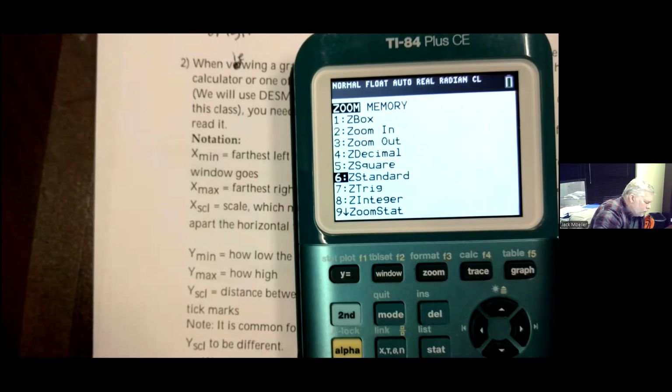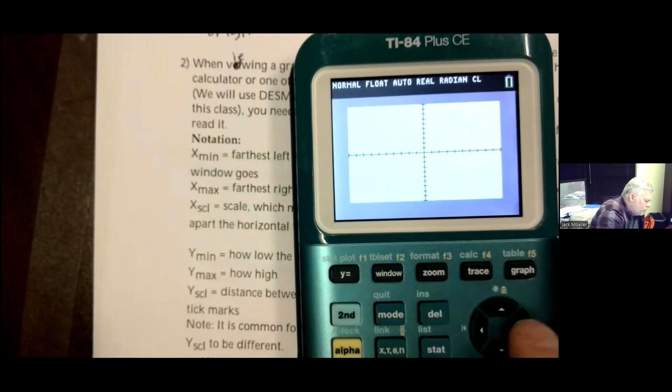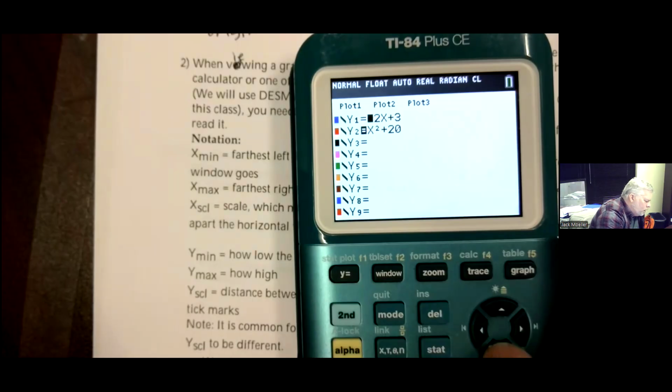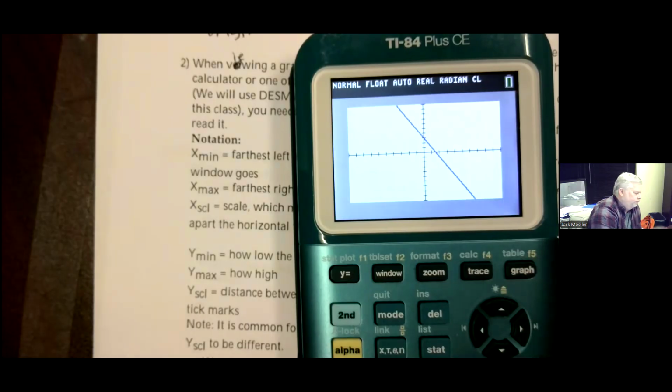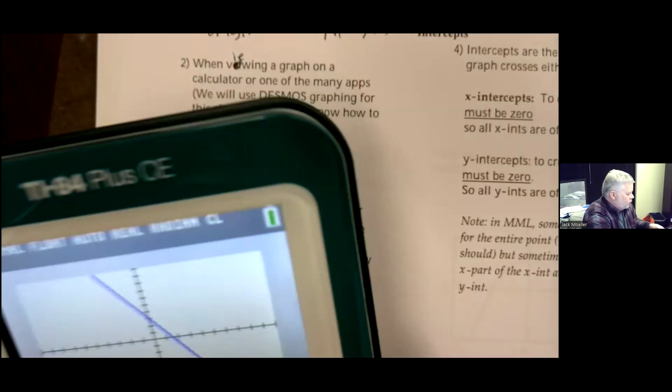So I go back to zoom standard. Now I'm in -10 to 10, both directions. And I'll go to Y equals. I want to clear that. I want to turn that back on and then. All right. So that is the graphing calculator, just really basic.